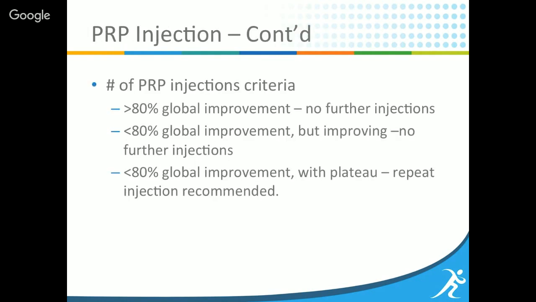Now, how many injections did you get? That was a big question. With the paper, if you reported, I'm 80% better, you got only one, you stopped getting injections after you were 80% better. If you're less than 80%, but you tell the doctor, yeah, I feel like I'm getting better, then they wouldn't inject you again. If you're under 80% and you said, I'm not getting any better, they would repeat the injection.